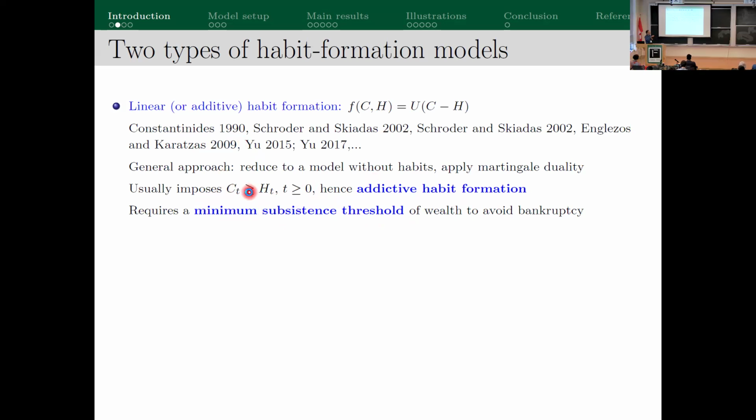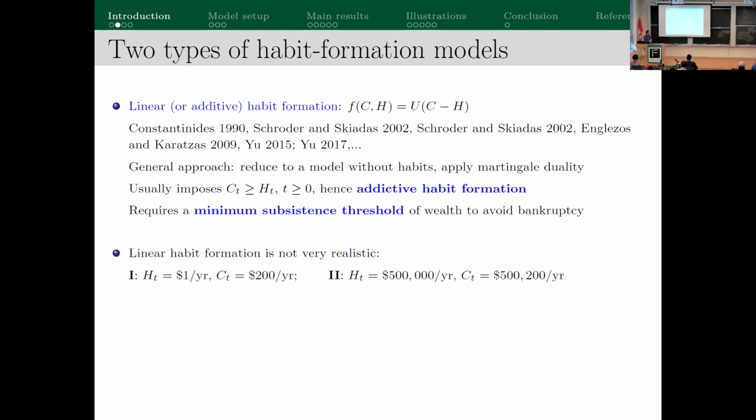Generally, you also end up imposing some kind of constraint on your consumption, right? Suppose the utility function U has infinite marginal utility at 0, then your C minus H should be positive, right? So it means that your C should always be greater than H, and this will introduce a minimum wealth. You need to have at least a minimum wealth so that this constraint is always satisfied. If you have less wealth than that, then you will go bankrupt, right?